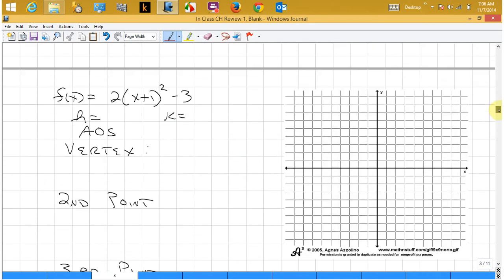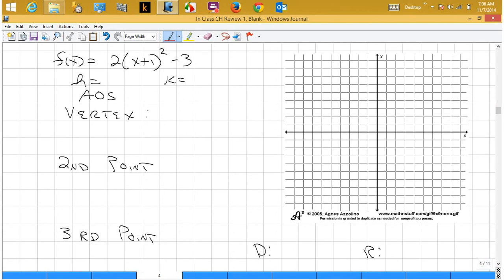It looks like I'm plotting in vertex form. This form is easier to plot because I can just read the vertex right off the equation. So h is equal to -1, k is equal to -3. My axis of symmetry will be whatever the x-coordinate of the vertex is, so my axis of symmetry is x equal to -1. Let's go ahead and put that on there. And my vertex is going to be at (-1, -3).